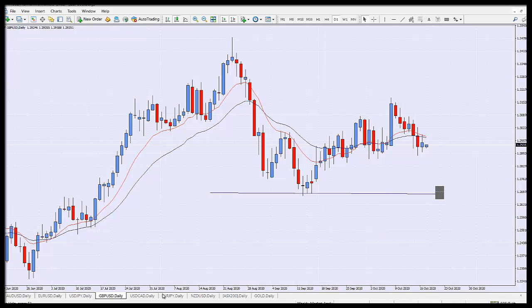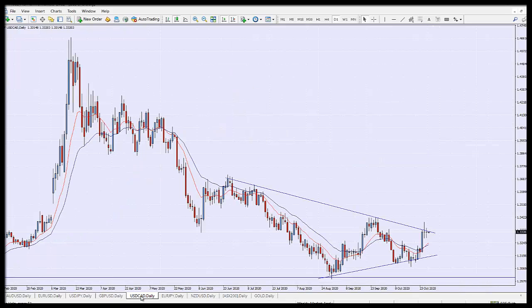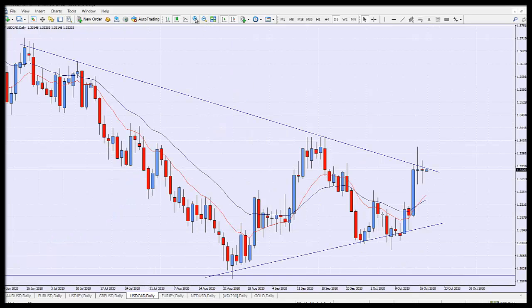Let me have a look at the US CAD. I've got a converging triangle happening. So I've got a touch, a touch, a touch. And I've already got an inside candle situation, these two here. So this one's set for us.